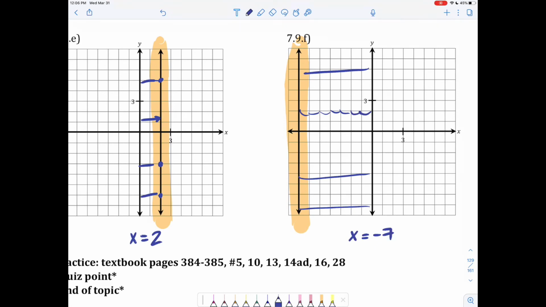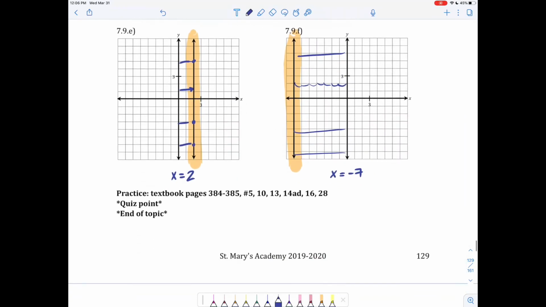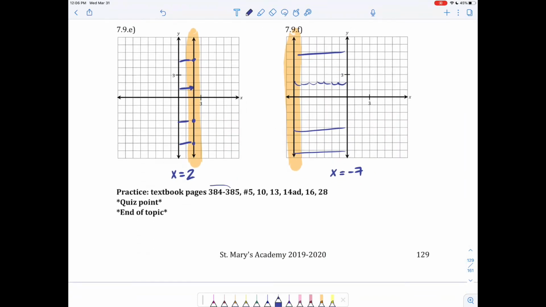Anyways, that is it. That is all. Try these textbook questions. We are looking at a quiz right away, and that is the last section of our unit. So we can also expect a topic test coming up soon.